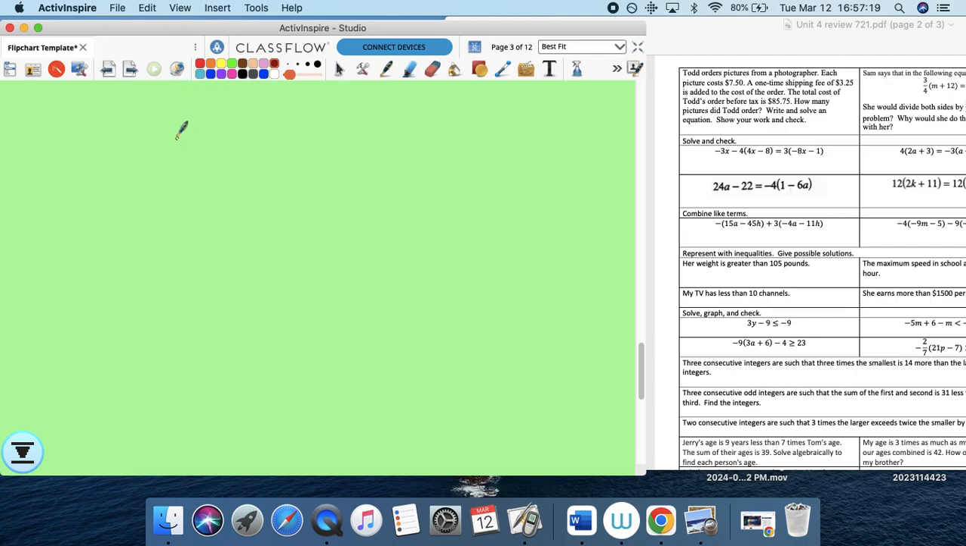Sam says that in the following equation, 3/4 of m plus 12 equals 24. The first step here, she said she divides both sides by 3/4. So the first thing that she did was divide both sides by 3/4 to start the problem. Would you agree with her?